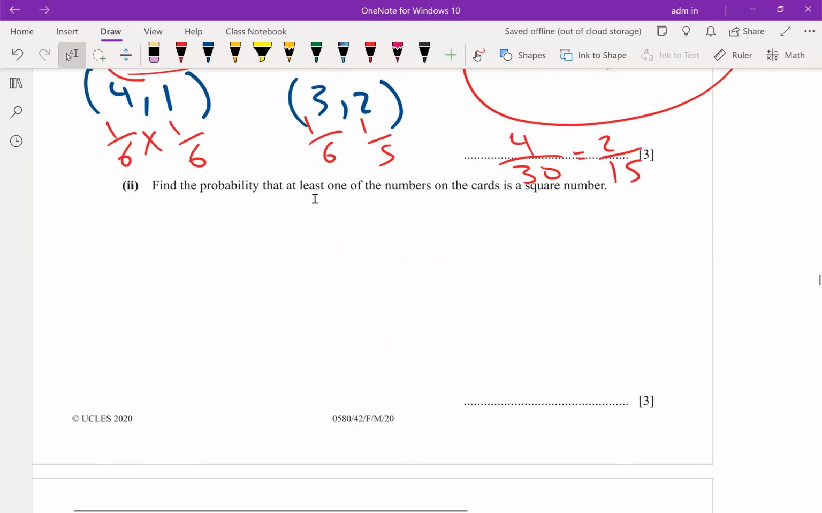Find the probability that at least one of the numbers on the card is a square number. What are the squares first? Squares: 1, 4, 9. We have only 2 squares, 1 and 4.